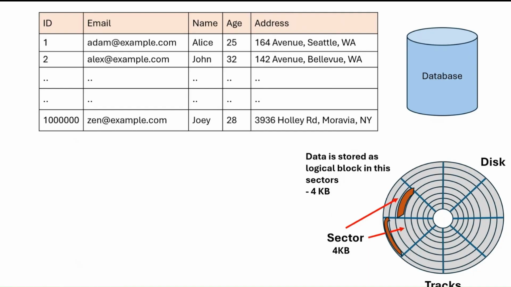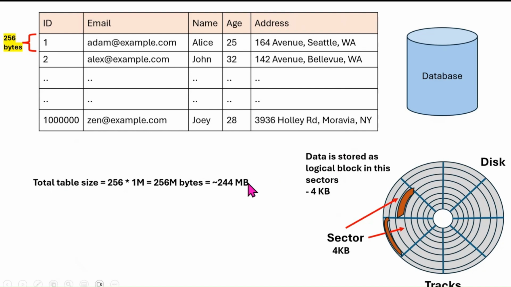Now, how will this table be represented on a disk? So let's say each row of this table has a size of 256 bytes. Let's add some numbers. Now, what will be the total table size? So 256 into 1 million, as 1 million rows are there. So it is 256 million bytes, which is approximately 244 MB.